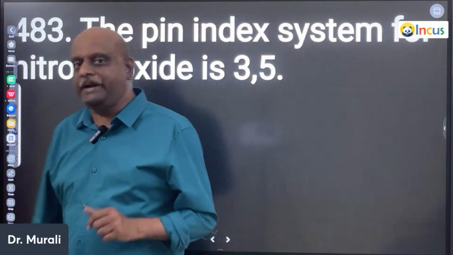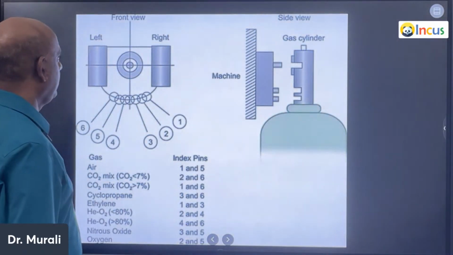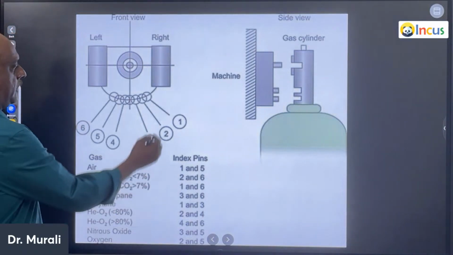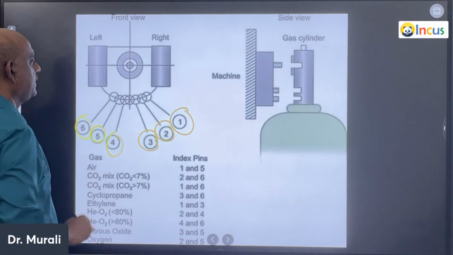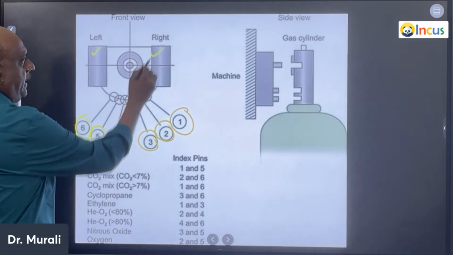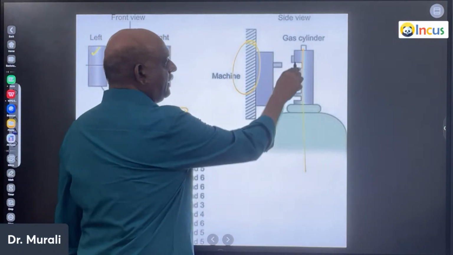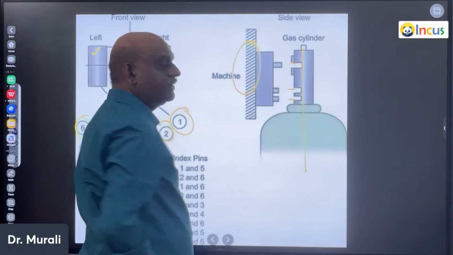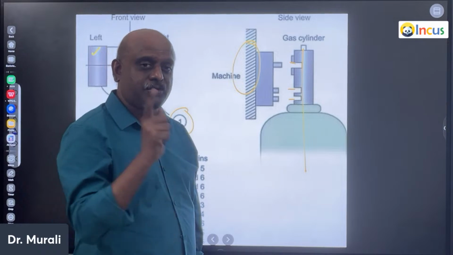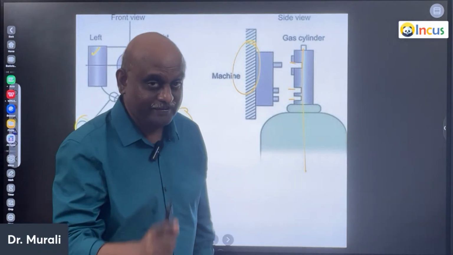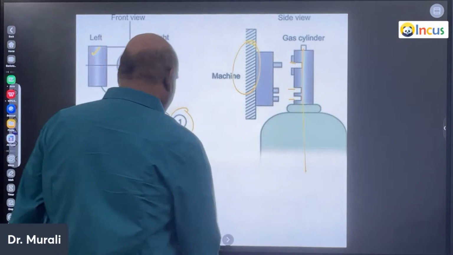Once more, a repeatedly asked question: pin index of nitrous oxide is 3,5. This is how you have positions 1, 2, 3, 4, 5, 6. This is left, this is right. This is the anesthetic machine and this is the gas cylinder, and typically you have various places where, like a suitcase, it will fit. Most important, you want to pack the suitcase to go to All India Institute of Medical Sciences as a topper. You need to remember these lucky numbers for pin indices.